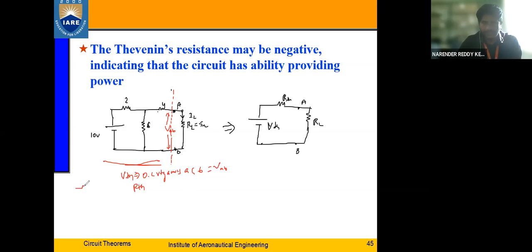I have a 2 ohms resistor just like this. So now this is A, this is B. So what is this now? 2, 4, 6, and 10 volts. Now, can you calculate the value of voltage drop across A and B? How can you calculate it?